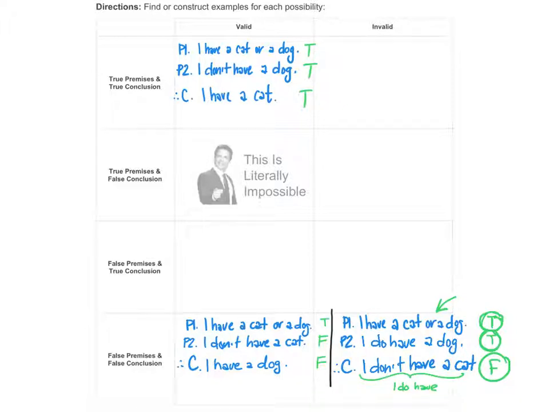This scenario that I described, one where I have both, that would be a counterexample. An example where the premises are true and the conclusion is false, and that proves that this argument is invalid. So this is an example of an invalid argument, and I put it in this bottom box because as a matter of fact, the first premise is true, the second one is false, and the third one is false.